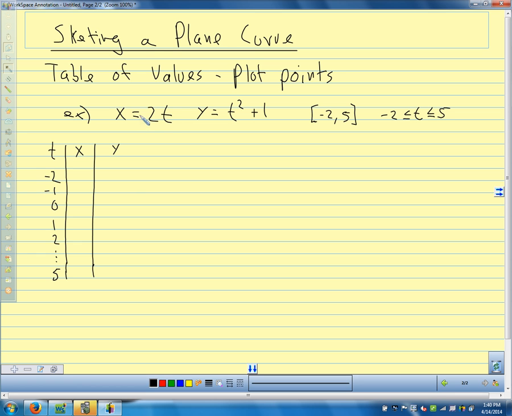So to find our x and our y, I just plug this in. When t equals -2, x equals -4, and y equals (-2) squared plus 1, which gives me 5. So here's going to be our graph.